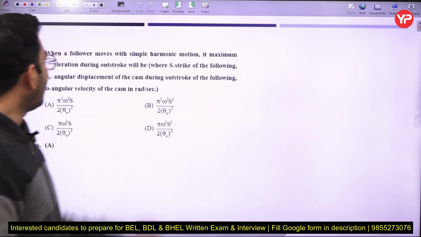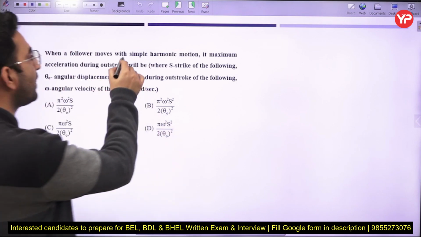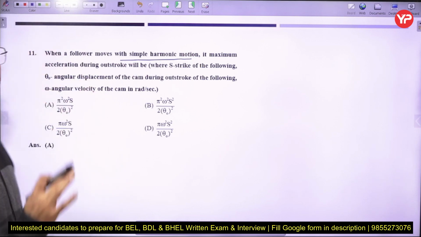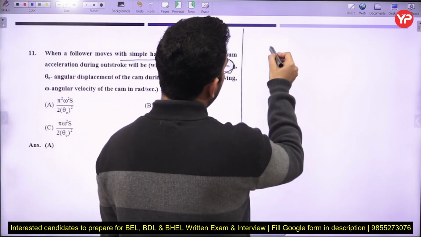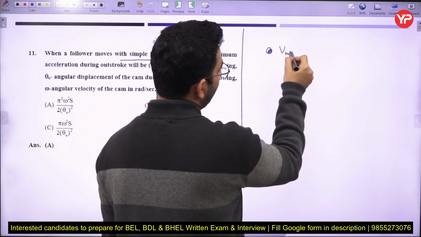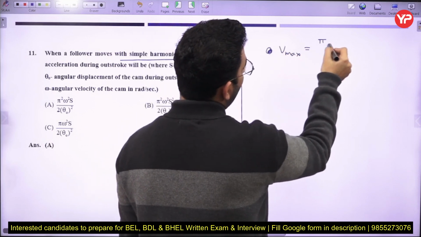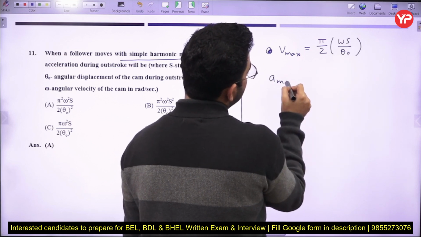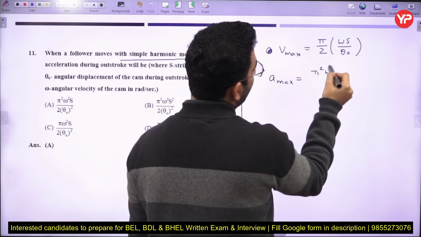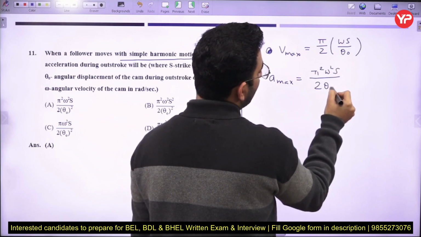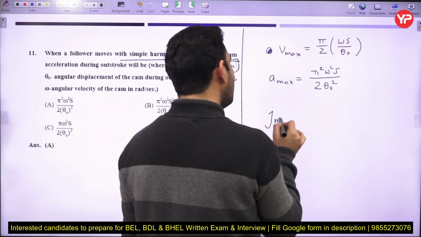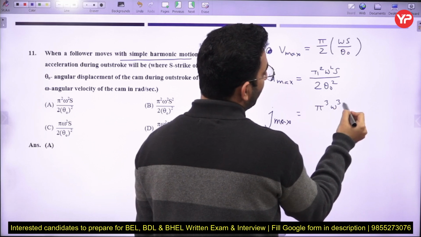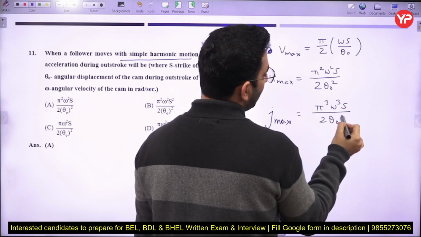Next part, in the next question we have a follower which is moving with a simple harmonic motion, and you have to calculate its maximum acceleration. Okay, so this is a direct formula based question. In that case you can write the value of the maximum velocity in the case of simple harmonic motion as pi by 2 omega s by theta naught, and the corresponding value of the maximum acceleration is pi square omega square s upon 2 theta naught square, and similarly the maximum value of the jerk is going to be pi cube omega cube s upon 2 theta naught cube here.